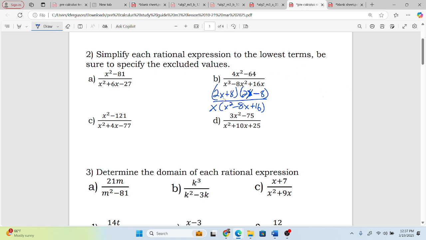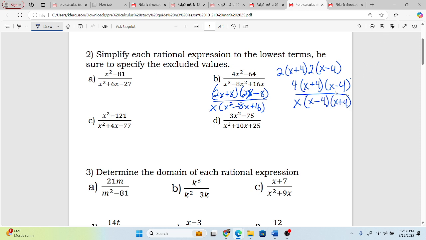So up here, what ends up happening is I can factor out a 2 from both of them. So I'm going to have 2x plus 4, and then another 2 times x minus 4. Well, then that's 4x plus 4 times x minus 4. So that ends up being the top. And then for the bottom, I'm going to have an x pulled out, and then x minus 4 times x plus 4.